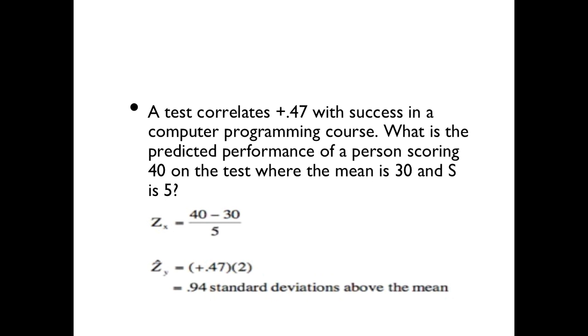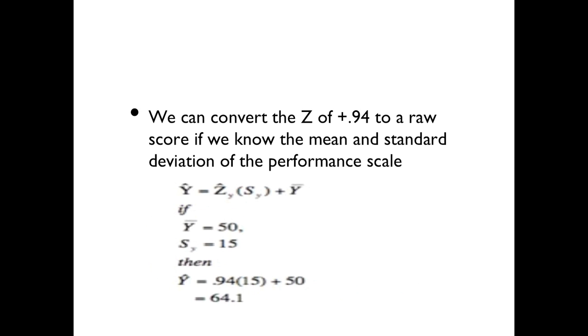Then we can convert that Z of plus 0.94 to a raw score if we know the mean and the standard deviation of the performance scale. Here, if we know the mean and the standard deviation of the performance scale, then the performance rating would be 64.1. We can also calculate a band of error around this forecast, which is known as the standard error of estimate, or SEE.